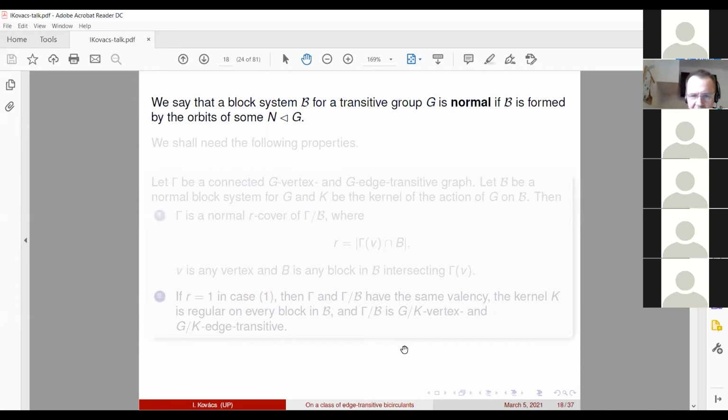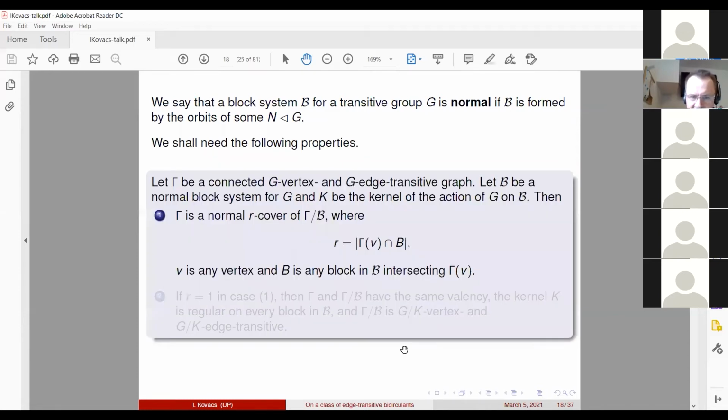Let's recall some important properties of these quotient graphs. We say that a block system B for a transitive group is normal if B is formed by the orbits of some normal subgroup. Suppose that gamma is a connected G-vertex and G-edge transitive graph, and suppose that B is a normal block system for G, and denote by K the kernel of the action of G on B.